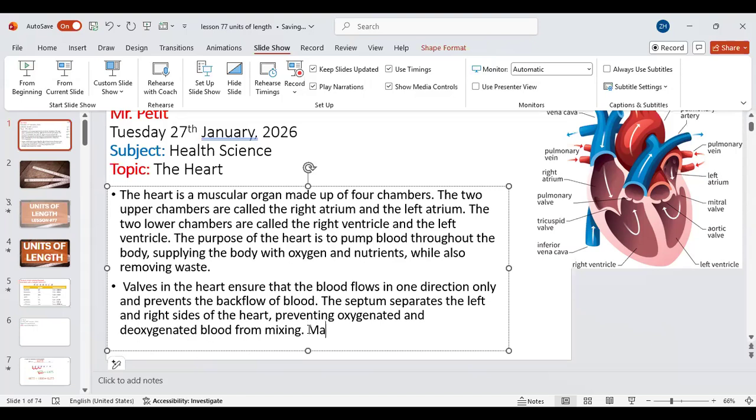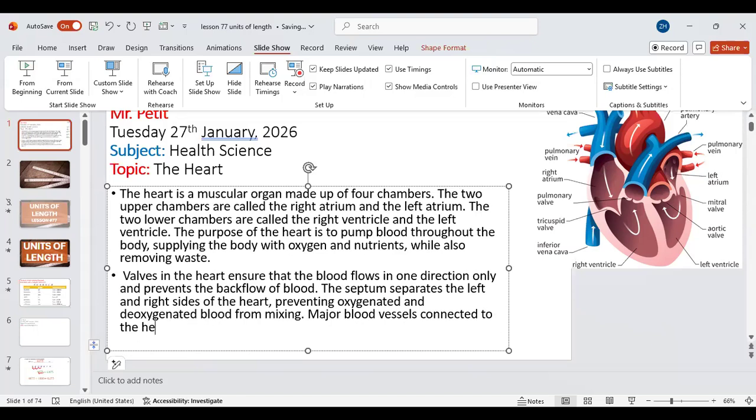Major blood vessels connected to the heart include the pulmonary vein, pulmonary artery. Let's start with the biggest one, the vena cava. That's the largest one. And the vein from the lungs carries oxygenated blood. That's correct. Very good.